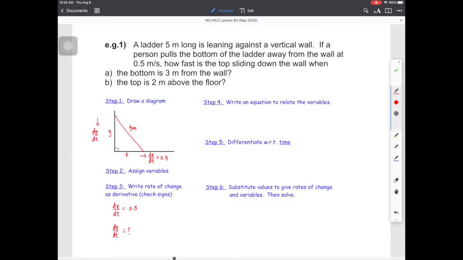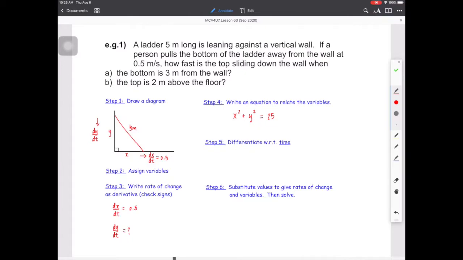In step 4, we will be writing an equation to relate these variables. Since we have a right triangle with 2 legs and a hypotenuse given, naturally, we can use the Pythagorean theorem. x squared plus y squared equals 25. Let's turn these into rates of change. We are now going to differentiate this equation with respect to time.